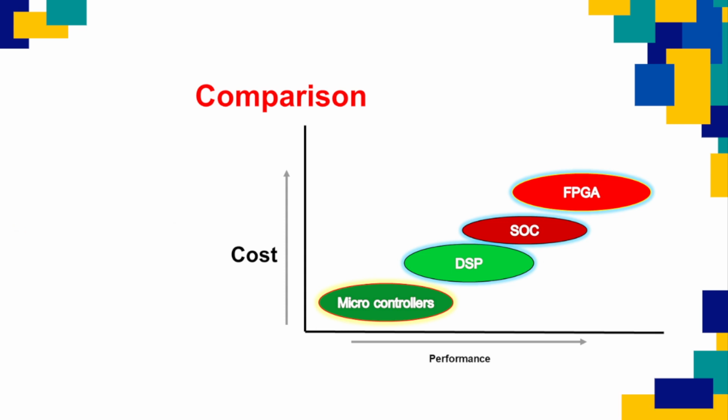Next, the FPGA. These have a higher cost compared to all of these, because the cost of the FPGA varies significantly based on factors such as the size, number of logic elements, performance, input-output capabilities, and other design complexity.